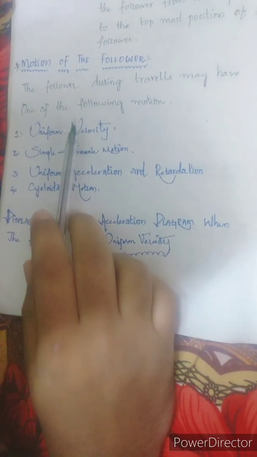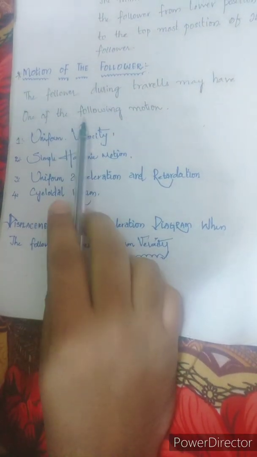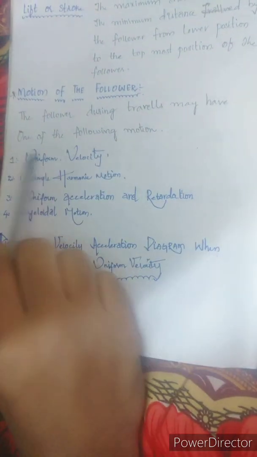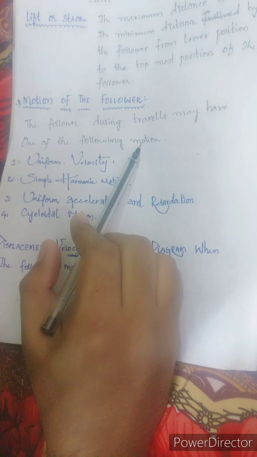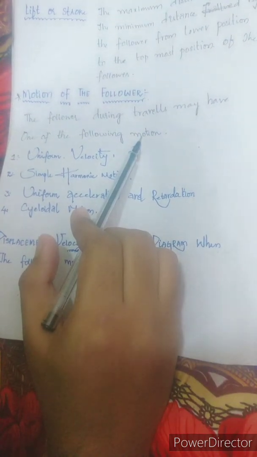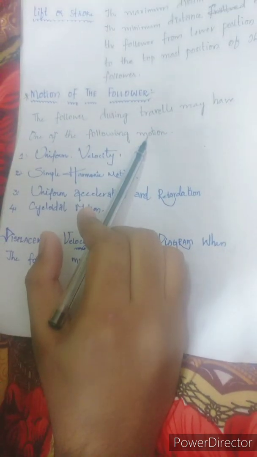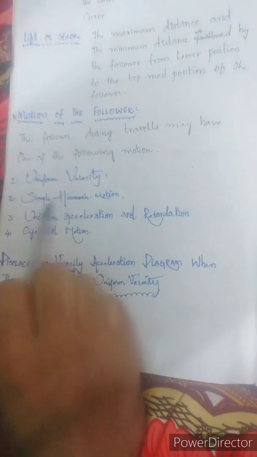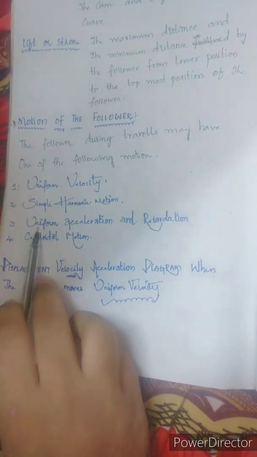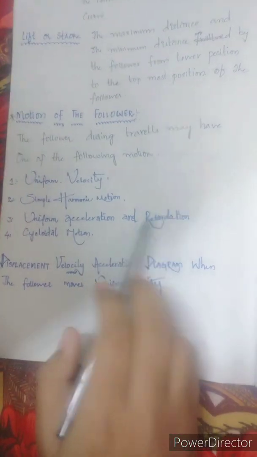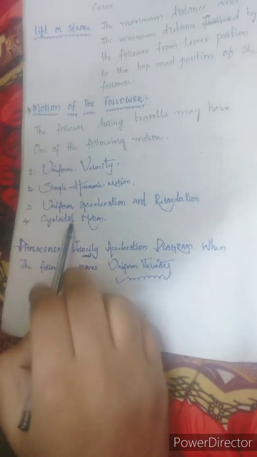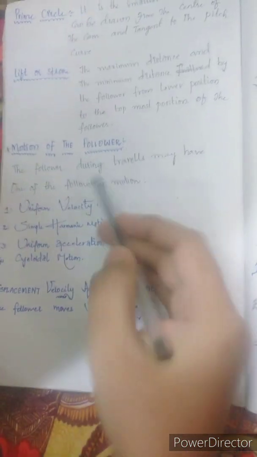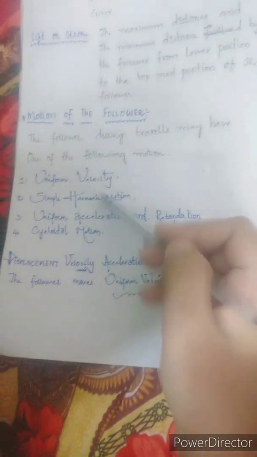Now we are going to discuss the follower. The follower during travel may have one of the following motions. The follower also has different types of motions. Now we will discuss that. The first one is uniform velocity, the second one is simple harmonic motion, the third one is uniform acceleration and retardation, the fourth one is cycloidal motion. We are going to discuss all four motions of the follower.